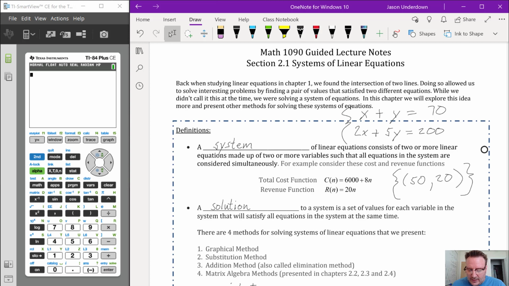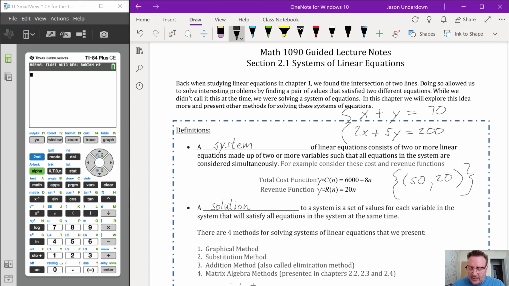For example, consider these cost and revenue functions. We could think of these functions as relating, if we call the output of these functions y, then we have two variables in these equations, y and n. What we want to do is find the set of all pairs of values, x and y, or y and n in this case, that satisfy both relationships at the same time, or simultaneously.